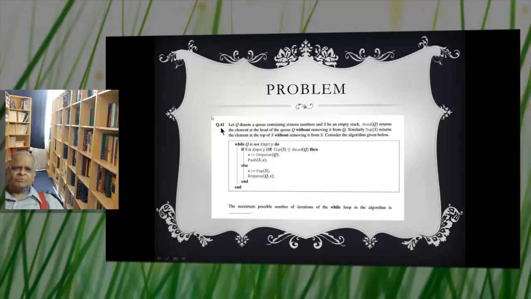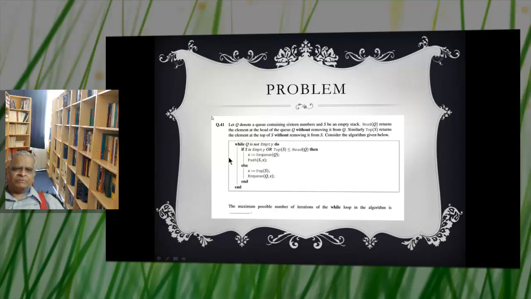Here is the problem, question 41. Q is a queue containing 16 numbers. S is an empty stack to start with. Head of the queue is a function that returns the head element of the queue without removing the element from the queue. Top of S is a function that returns the top of the stack without removing it from the stack. So here is the algorithm.